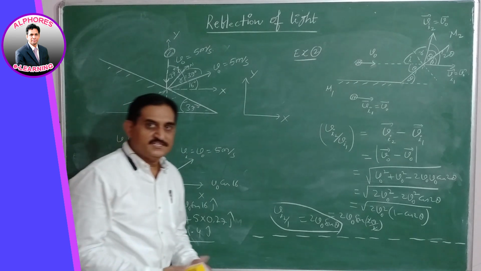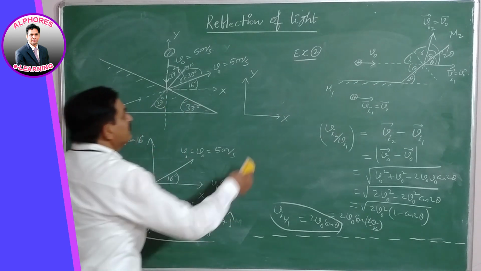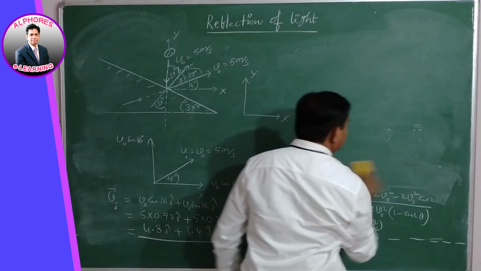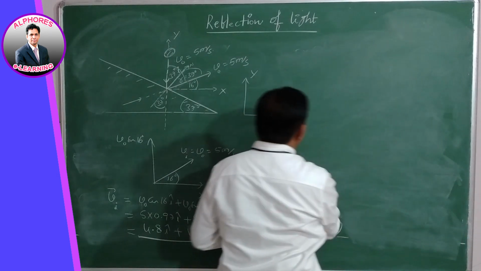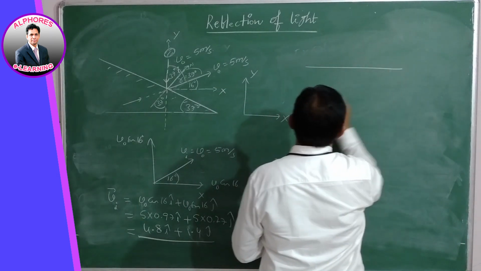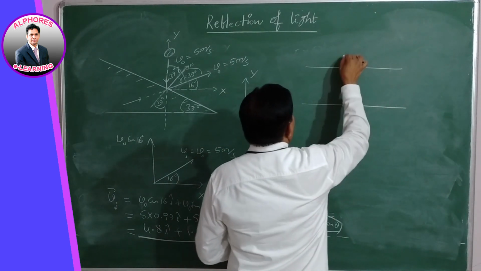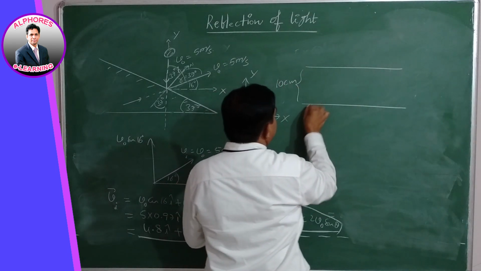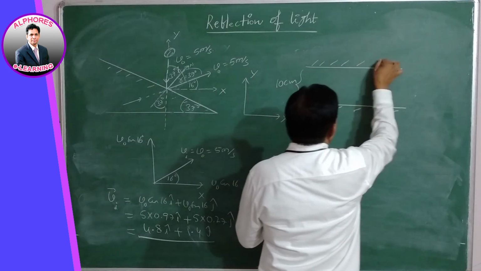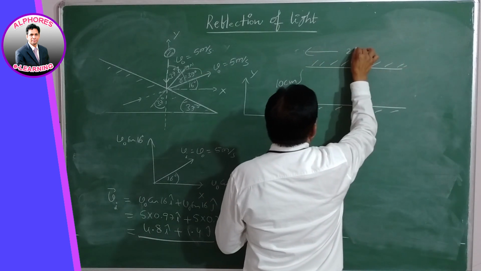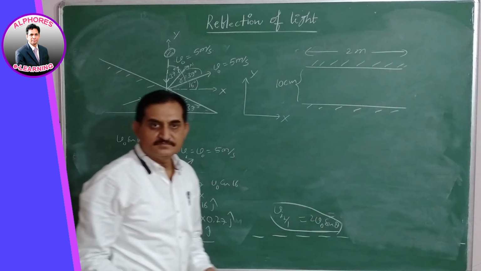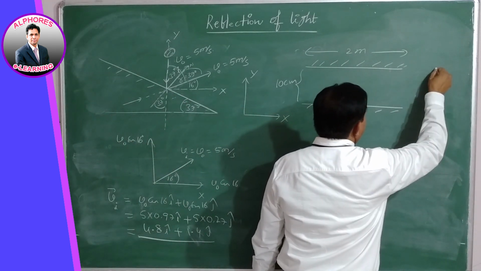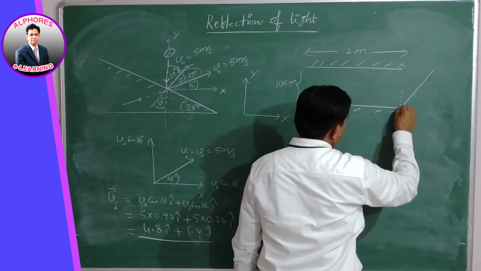Okay? Right. Next, let us move on to another problem. There are two plane mirrors which are separated by 10 centimeters from each other. Ten centimeters. Okay, these two are the plane mirrors. Each mirror is 2 meters long. This data was given. Now, a ray of light is incident on one of the mirrors at the edge at an angle of 45 degrees.